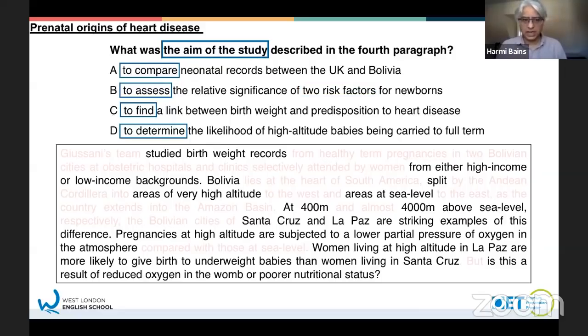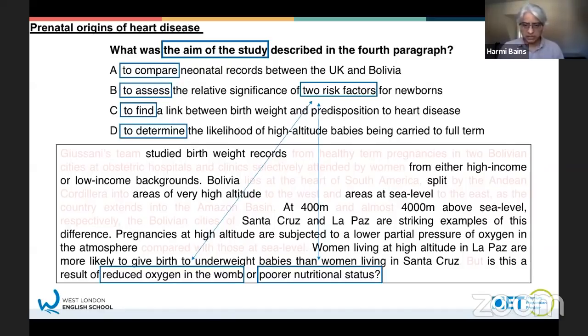If you look at answer option A, it says to compare neonatal records between the UK and Bolivia. You can see there's nothing really there. They're not comparing neonatal records between the UK and Bolivia, so it is actually inaccurate. And also, let's go on to B. This talks about two risk factors, to assess two risk factors for newborns. And if you look at the bottom of the paragraph, it talked about oxygen and it talked about nutrition. And we don't know. Actually, this is what the study was trying to find out.